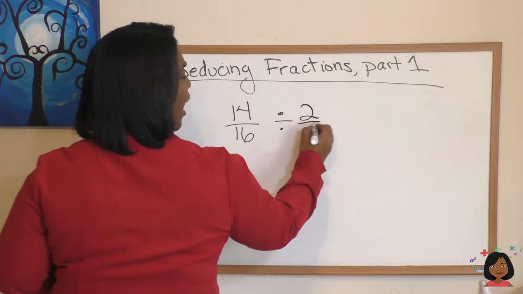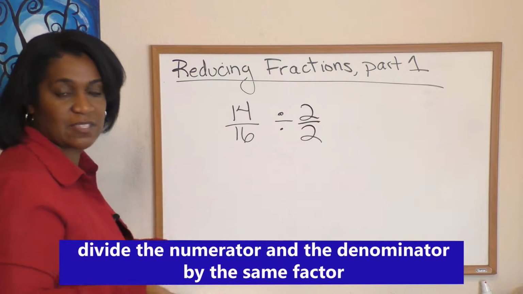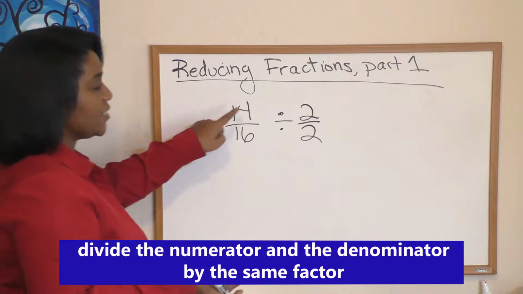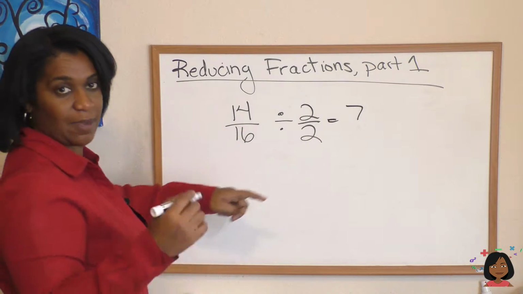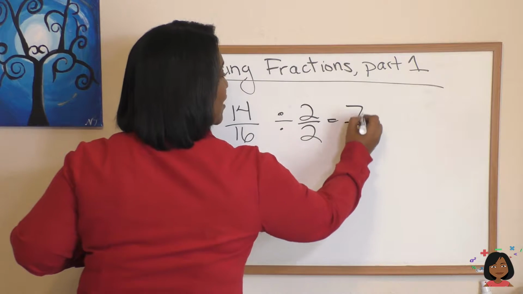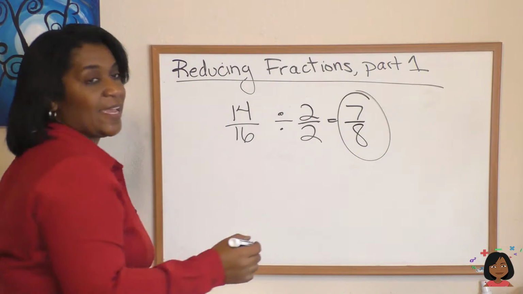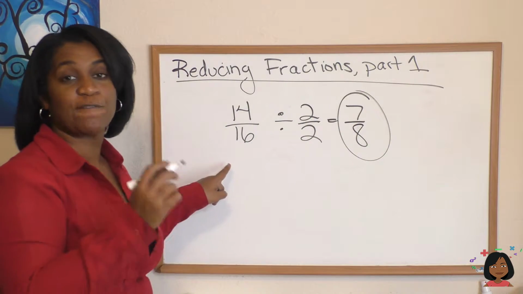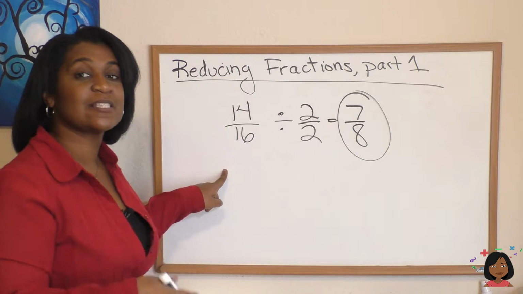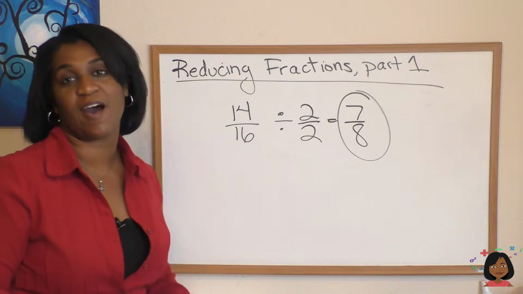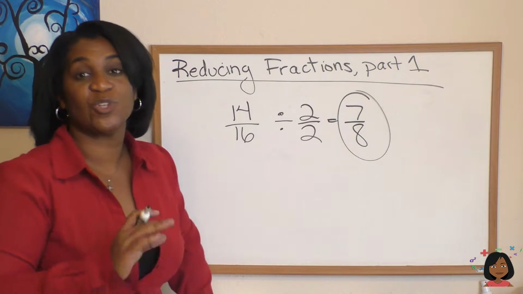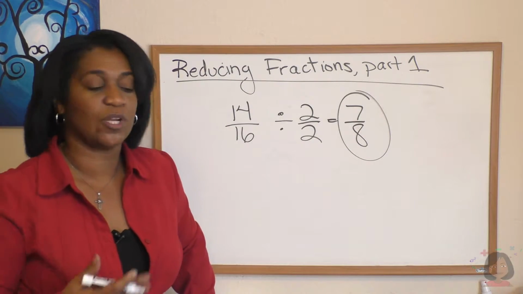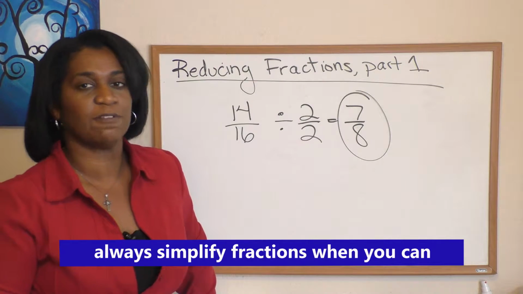What if we divide the top and the bottom by the same number, 2? 14 divided by 2 is going to give us 7. 16 divided by 2 is going to give us 8. And guess what? 7/8 is an equivalent form of 14/16, but it's its lowest form. So we have simplified our 14/16 down to 7/8. And that's what you want to do with any fraction. You want to check to see, can I simplify this?